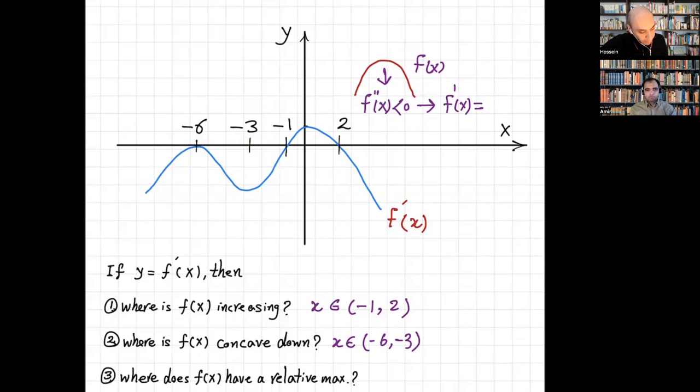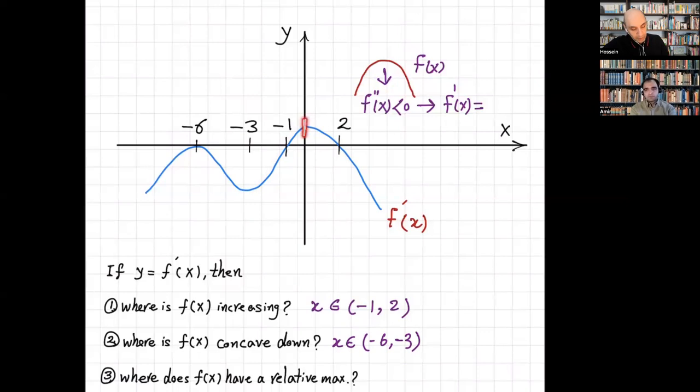From here to here, f prime is increasing because the slope is positive. So that's not the interval we're looking for. We're looking for the interval where the slope is negative.